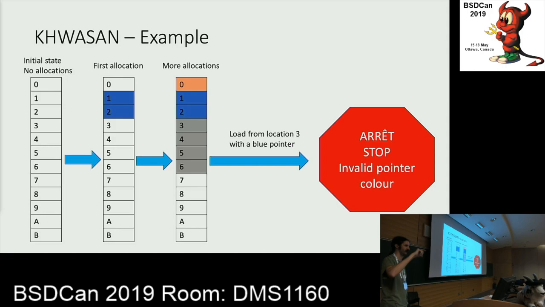Rather than saying this byte is valid, we can say this is valid, but only with this pointer. Previously we couldn't detect this sort of thing, because if we accidentally move from the blue allocation to the grey, we would see just, well, we've still got valid memory.